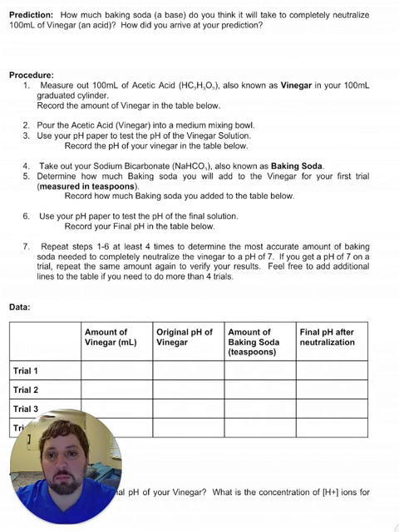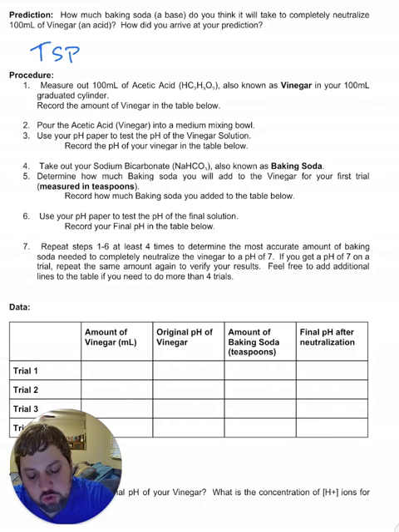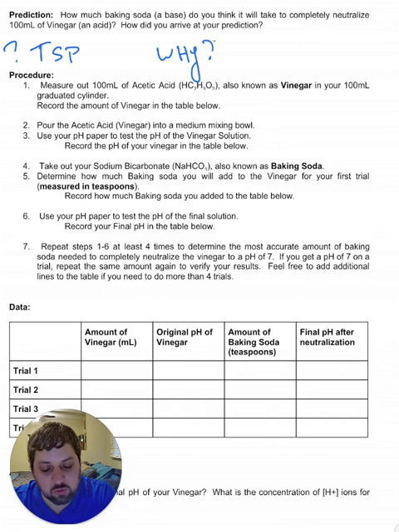So don't skip this step. How much baking soda, the base that we're using, do you think it will take to completely neutralize 100 milliliters of vinegar, your acid, and how did we arrive at that prediction? First off, I would recommend that you make your prediction in teaspoons. So 1 teaspoon, 2 teaspoons, a half a teaspoon, whatever you think, right? Talk about how many, and don't forget to address the why.